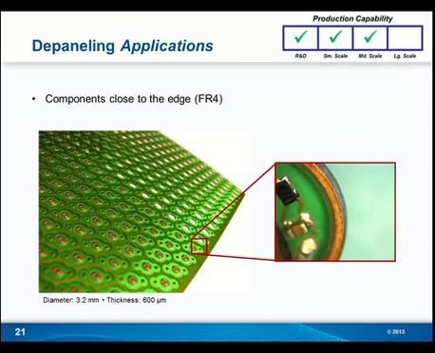When it comes to production capability, it can be used in medium and large scale production. But what I also want to point out is that when you think of UV lasers, you often think of cutting pretty thin materials. In this case, we're cutting a 600 micron FR4 material, and we're cutting it very efficiently and very quickly.